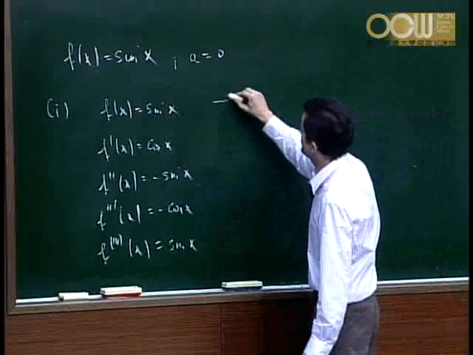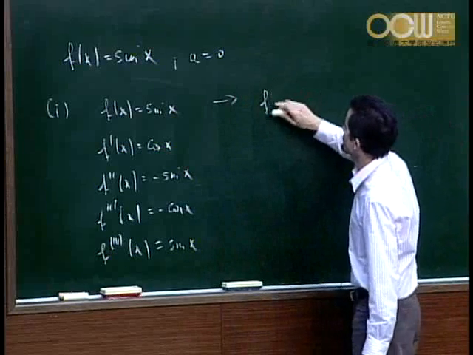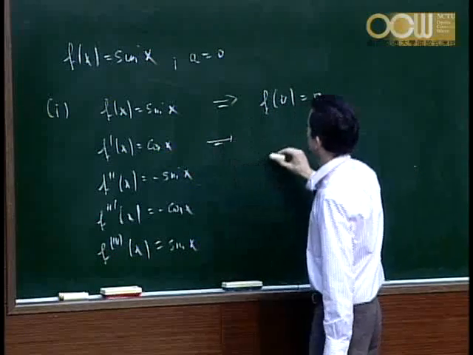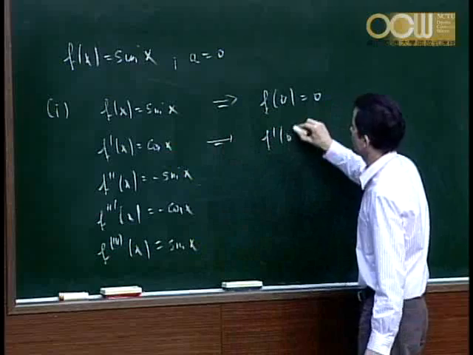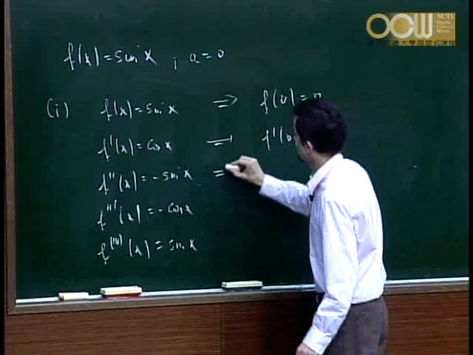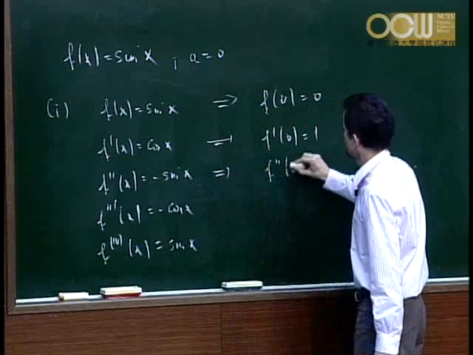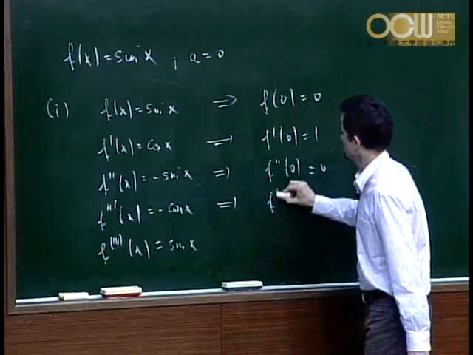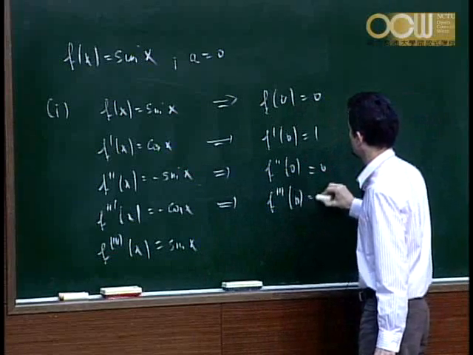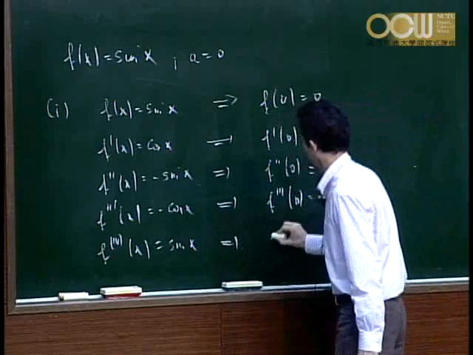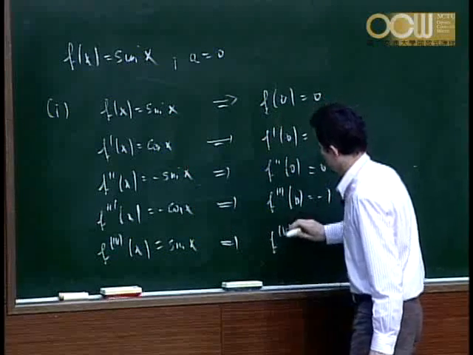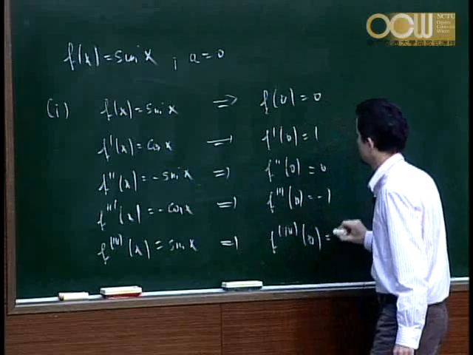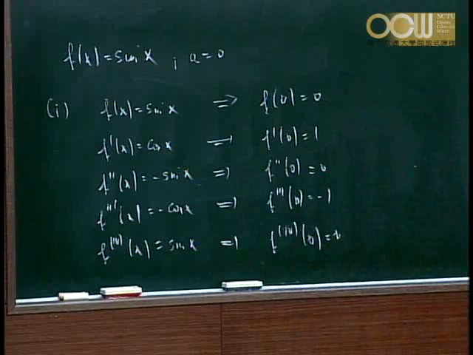So for the first situation we get f of 0 is equal to 0. Then from here we get that the derivative of f at 0 is equal to 1. From here we get that the second derivative of f at 0 is equal to 0. From here we get that the third derivative at 0 is equal to minus 1. And from here we get that the fourth derivative at 0 is equal to 0, and this will go on like this.